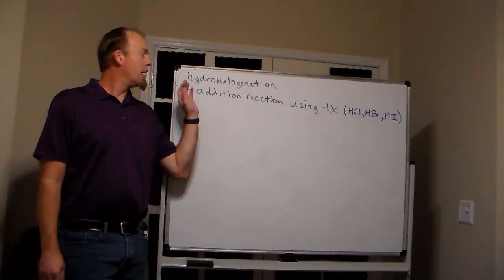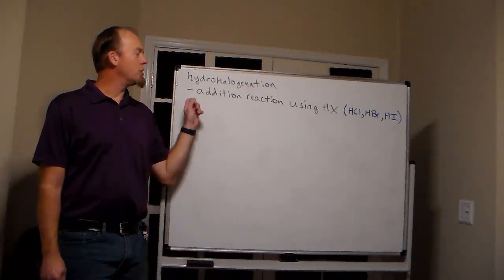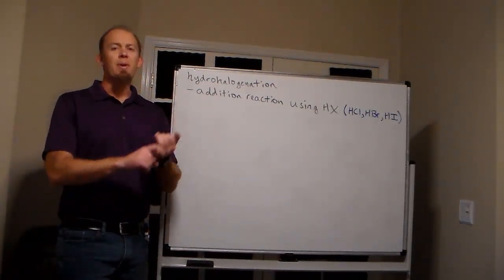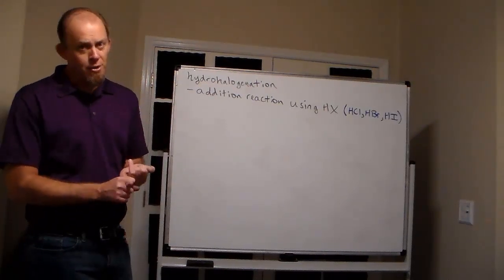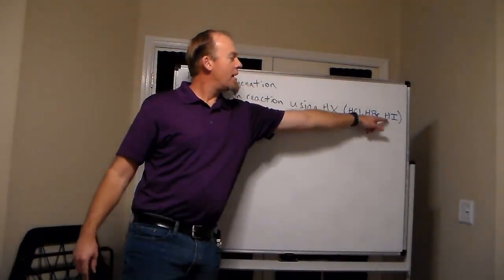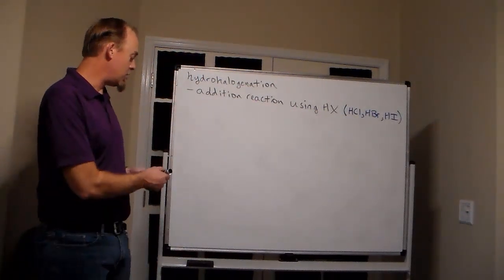Hi everyone. Today I'm going to talk about hydrohalogenation. Hydrohalogenation is an addition reaction using a hydrogen halide. So we're talking about things like hydrogen chloride, hydrochloric acid, hydrogen bromide, hydrobromic acid, and hydrogen iodide, hydroiodic acid. Now this is an addition reaction.